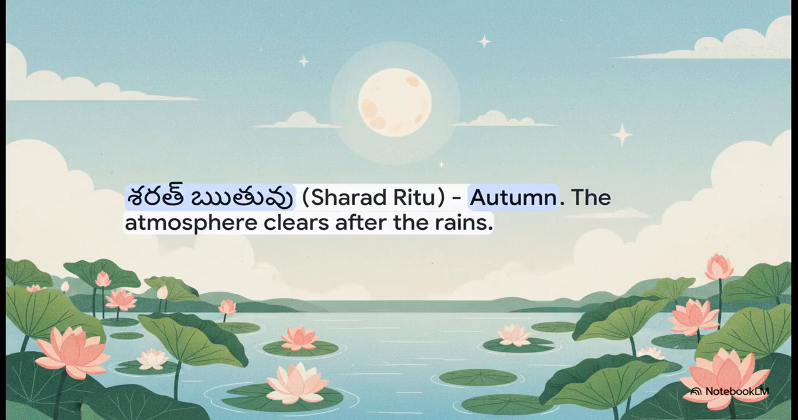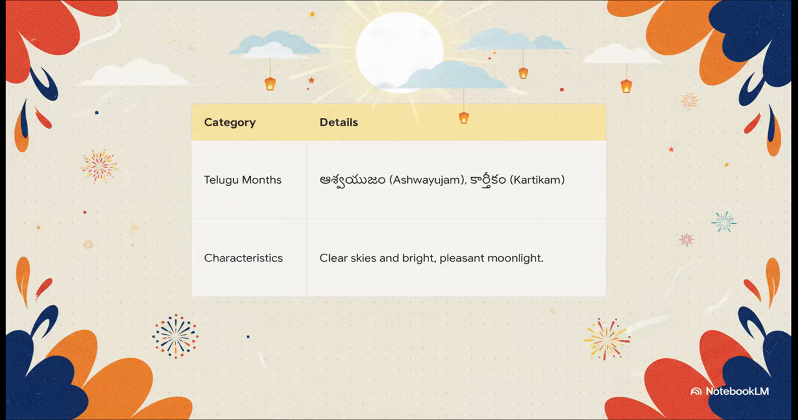Now, after the rains have washed everything clean, the atmosphere just clears out. And this brings us to Sharad Ritu, or autumn. So in the months of Ashwayujam and Kartikam, the clouds part. You get these mild temperatures, crystal clear skies, and this beautiful bright moonlight. It's really no wonder that this period is often associated with major festivals and celebrations.